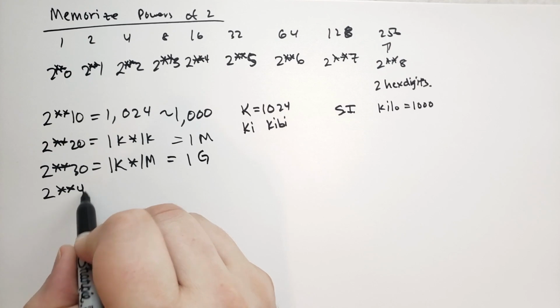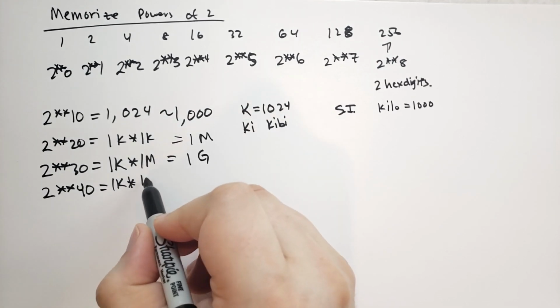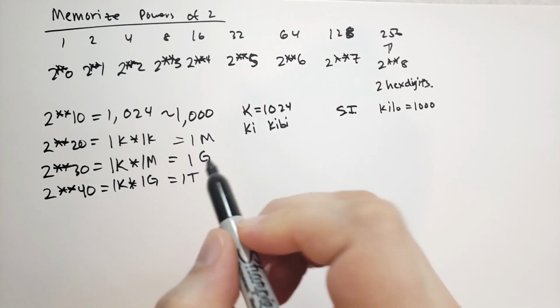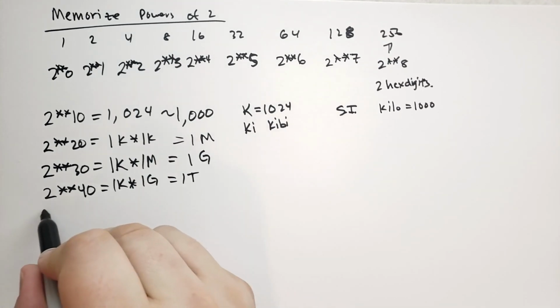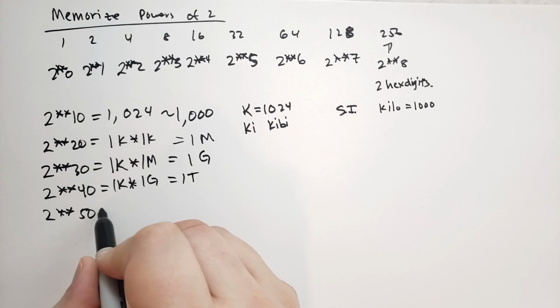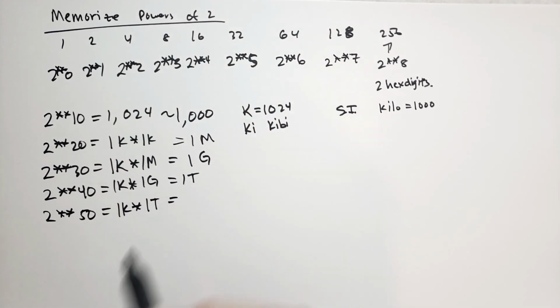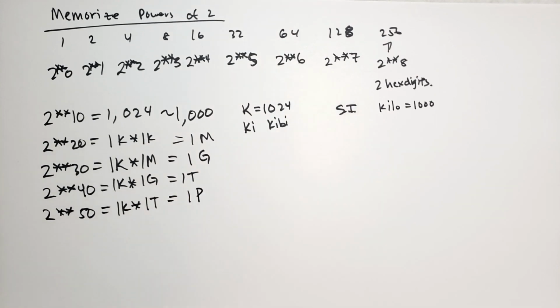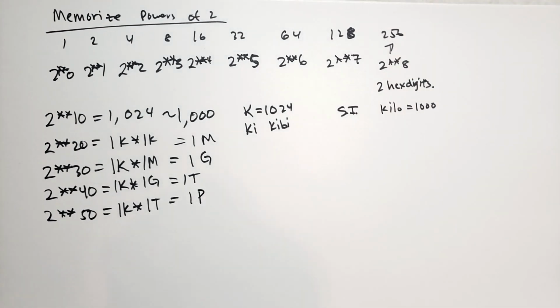Okay, 2 to the 40, this is 1K times 1G, which is 1 tera, tera. So terabyte is 1,000 billion bytes, okay? And then 2 to the 50, this is going to be 1K times 1T, and this is going to be peta, so 1 petabyte, okay? And unless you're dealing in a large corporation or your business is all about managing large amounts of data, you probably will never talk about petabytes.